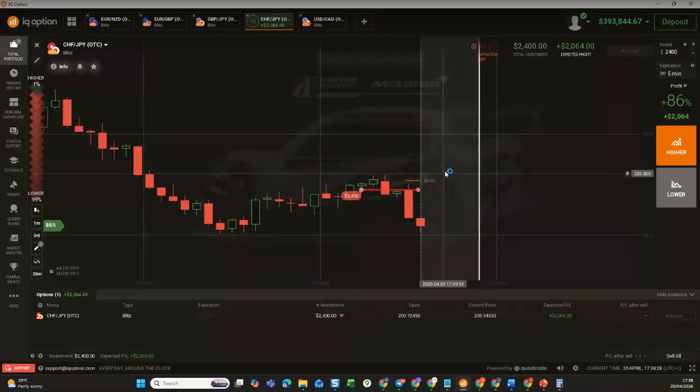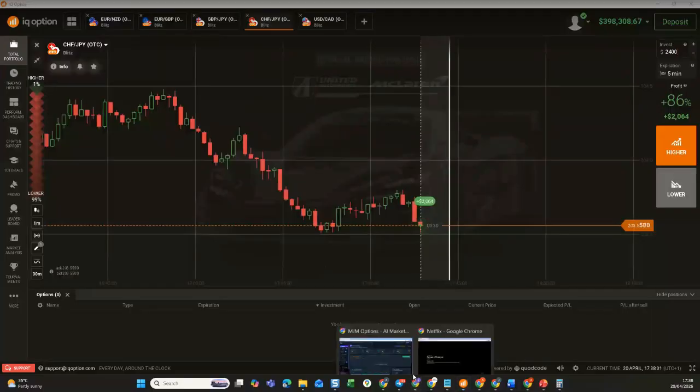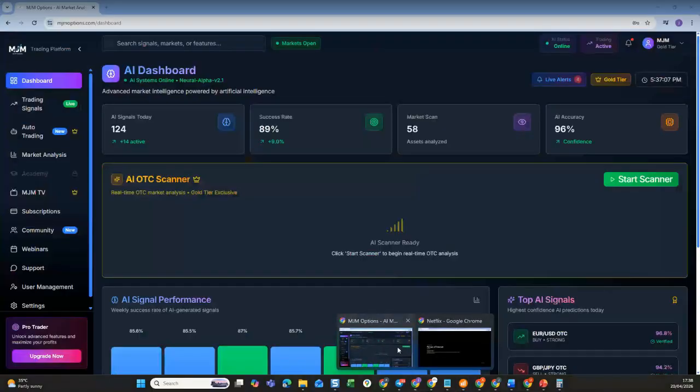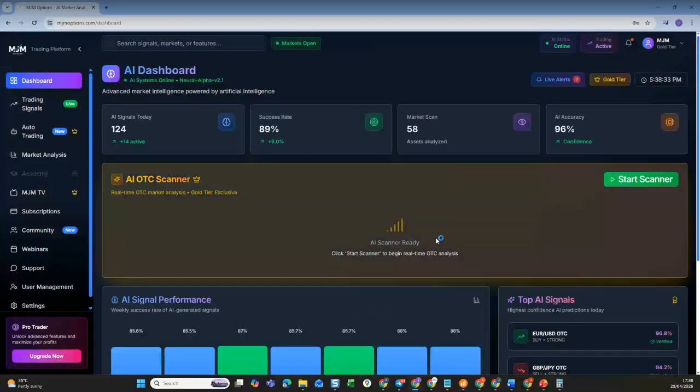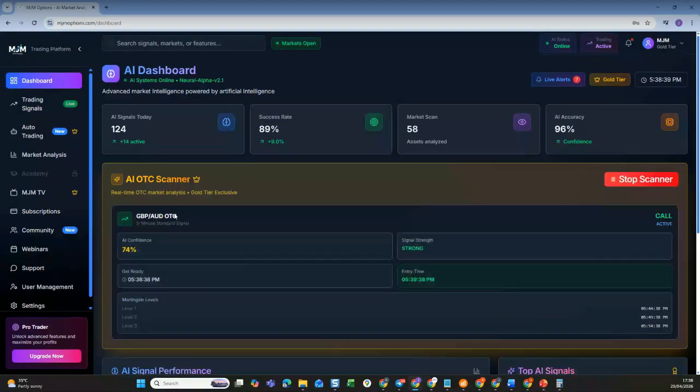Okay, so let's go to the second one. Let's do Star Scanner. Remember, we're looking for AI confidence of 90 and signal strength of strong.